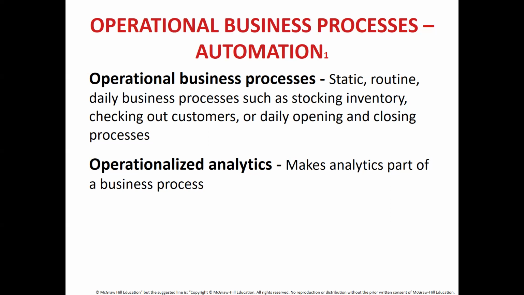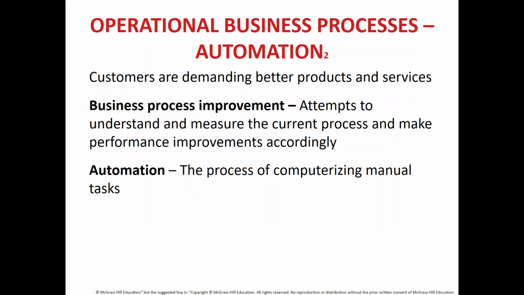Now, what it ensures is the company is gathering consistent data about the business process. It automatically monitors, since it's talking about automation. It measures how the business is performing, helping with efficiency and effectiveness. Always remember this: if you can't measure something, you can't manage it. Also, customers are demanding better products and services. That's in the next slide. And then you have business process improvement, which attempts to understand and measure the current process and make performance improvements accordingly.